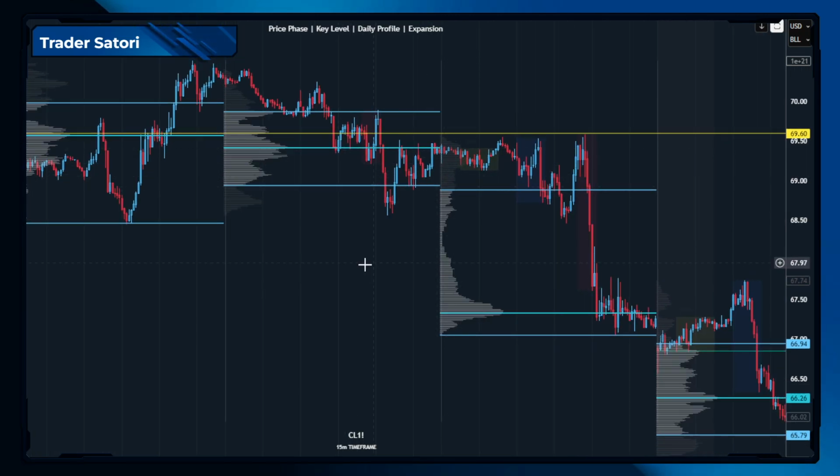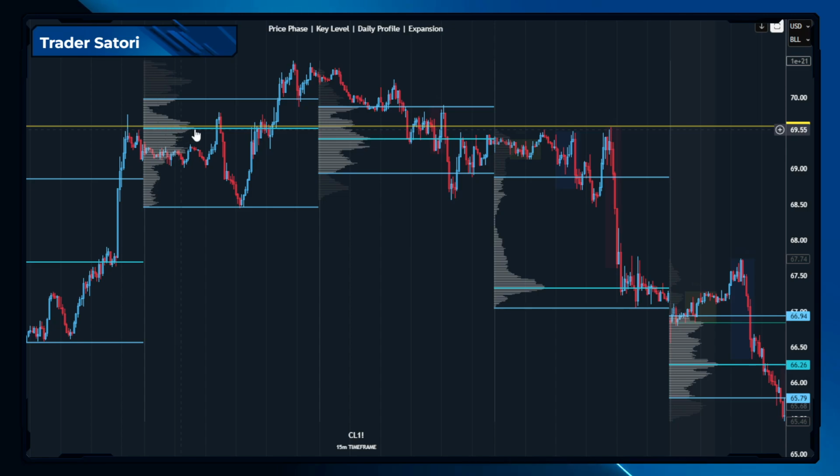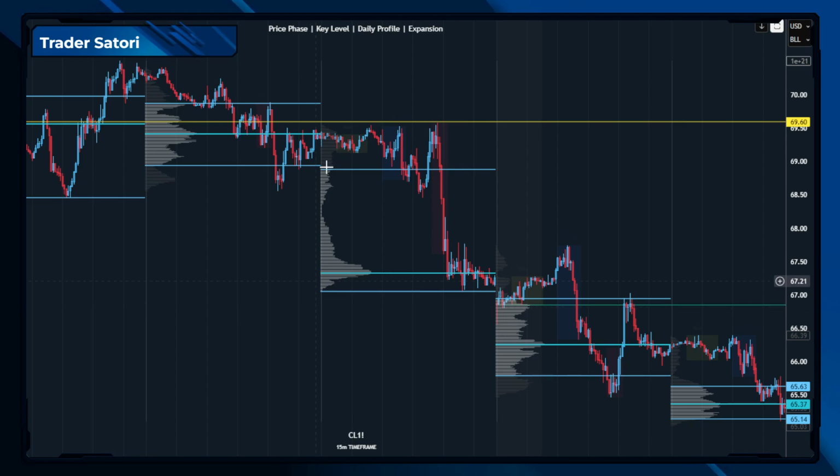Then what happens? We get our first instinct that price is now, after we've had a consolidation, starting to drop lower. The value is getting accepted lower. Okay, so on this day we're looking to trade. What happens? Price just stays inside the value area.